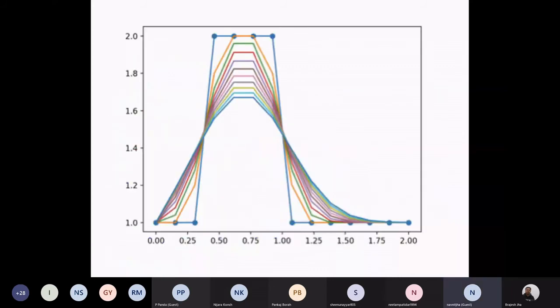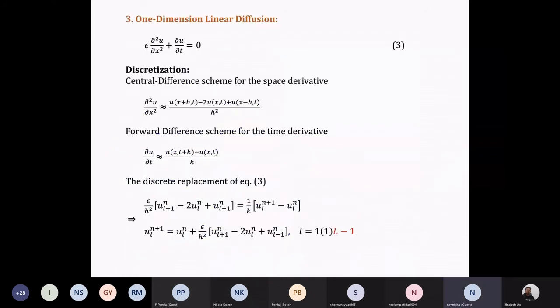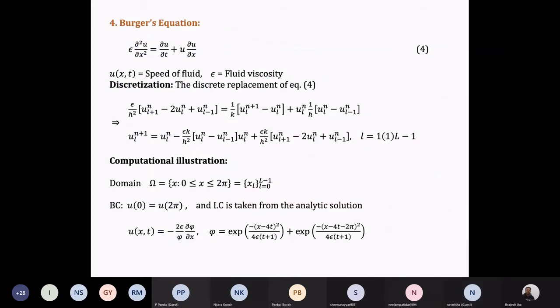When I execute, I got this one. The initial wave is the circled one. As the time moves, the value of u changes like this. This I discussed about the linear diffusion. Now I am moving to the Burger's equation.